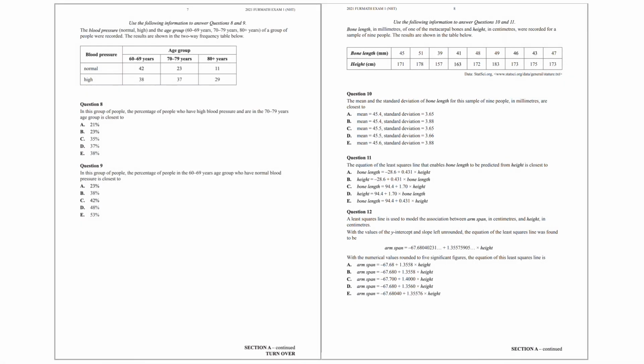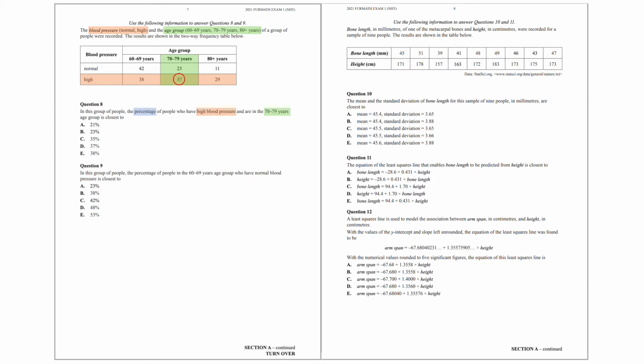Use the following information to answer questions 8 and 9. The blood pressure, normal and high, and the age group 60 to 69, 70 to 79, and 80 plus years of a group of people were recorded. The results are shown in the two-way frequency table below. Question 8 is asking for the percentage of people who have high blood pressure and are in the 70 to 79 years age group. The high blood pressure is in the last row, and 70 to 79 years of age is the column in the middle. At the intersection of these two, we have 37 people.